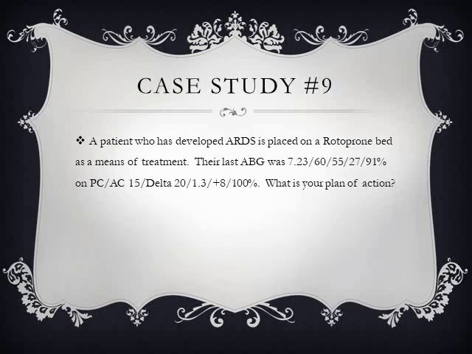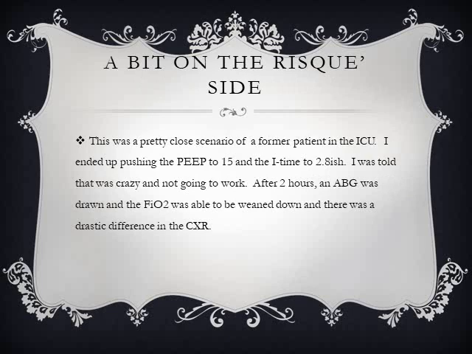So number 9, patient developed ARDS and is placed on a rotoprone bed as a means of treatment. Their last ABG was that. On those vent settings, what should we do? I actually had a patient similar to this. We ended up having to push the PEEP up to 15 and the I time to around 2.8. They didn't think it was going to work. Well, guess what? It did. And we were able to wean down FiO2, and you could notice a difference in the chest x-ray.